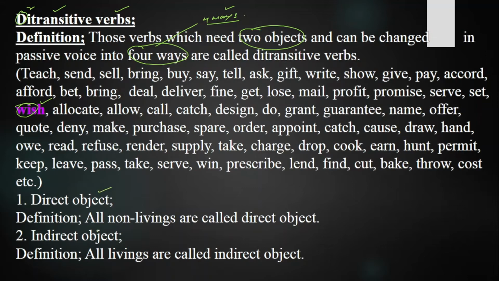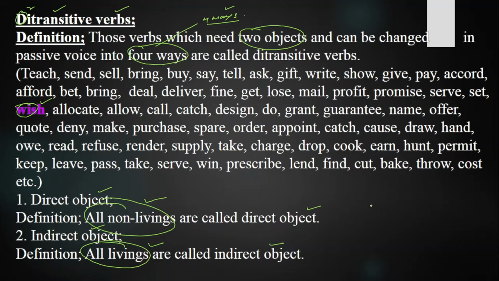Ditransitive verbs need two objects. The first one is the direct object and the second one is the indirect object. Direct object means all non-living things and indirect object means all living things. Why do they need two objects? They need two objects in order to complete their meaning.